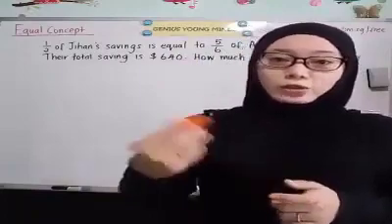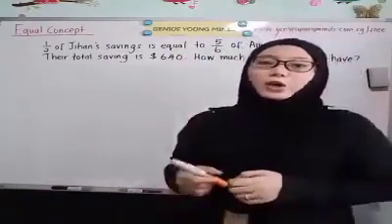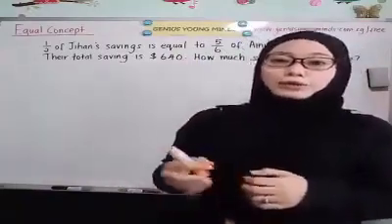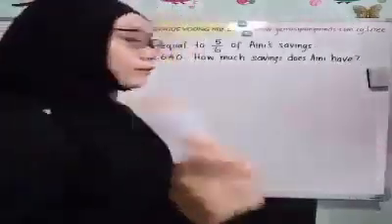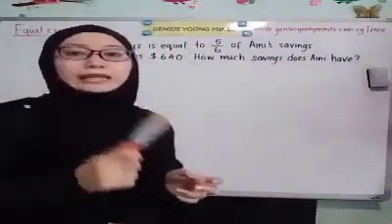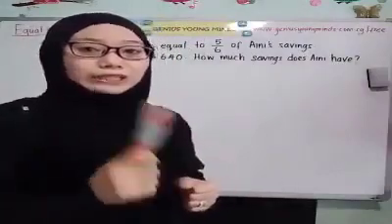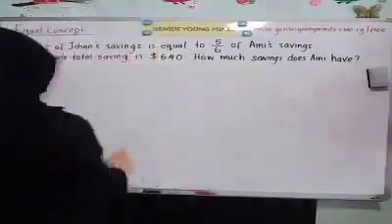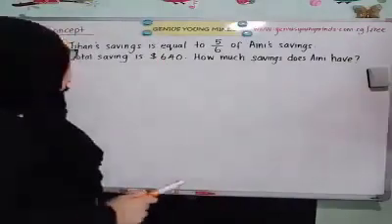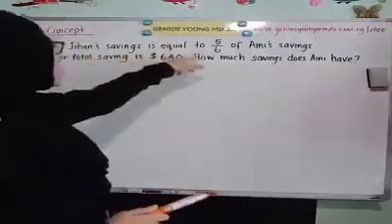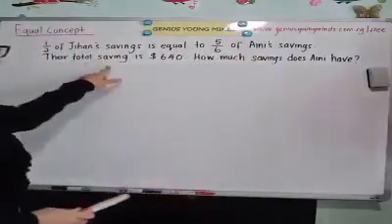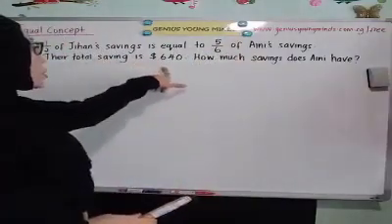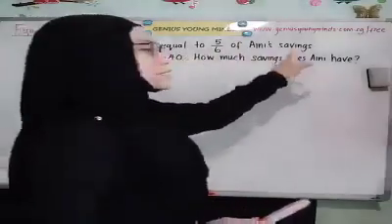Yes, parents? Those of you who are online with me, get a piece of paper and a pen, and we're going to do this question together. First things first, before we start any problem sum solving, we need to read it once through. Let's read. Half, or 1/2, of Jihan's saving is equal to 5/6 of Aini's saving. Their total saving is $640. How much saving does Aini have?